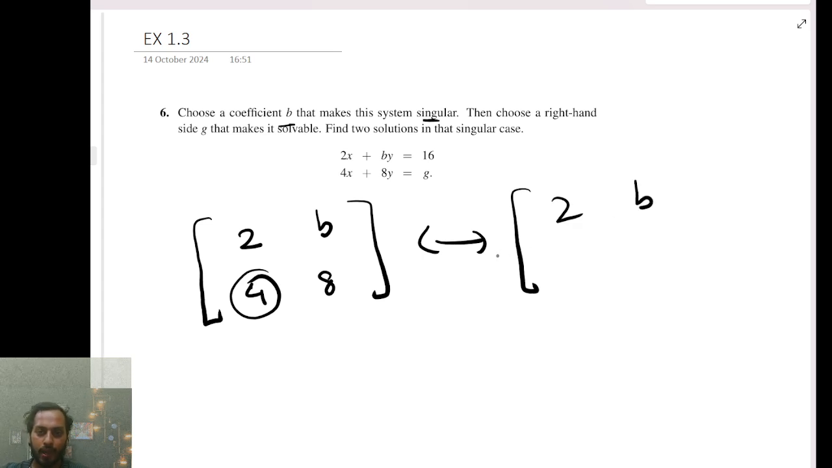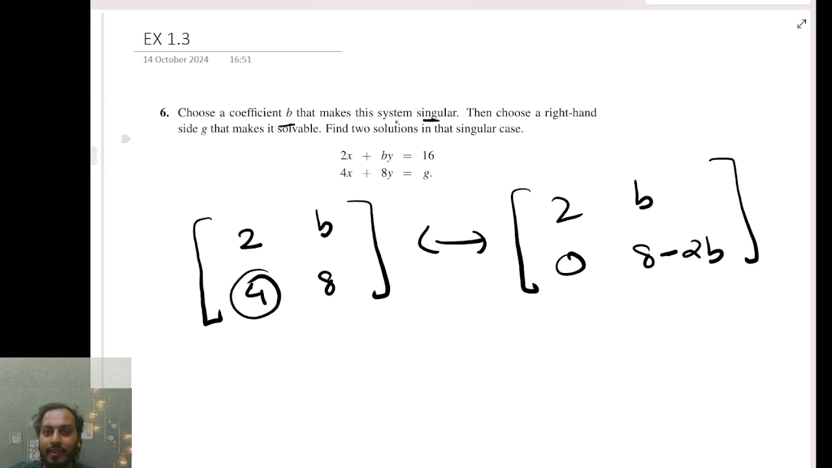If I choose the multiplier 2, if I multiply row 1 by 2 and subtract it from row 2, this entry will become 0. And what will the other entry become? It will become 8 minus 2b. Is it?